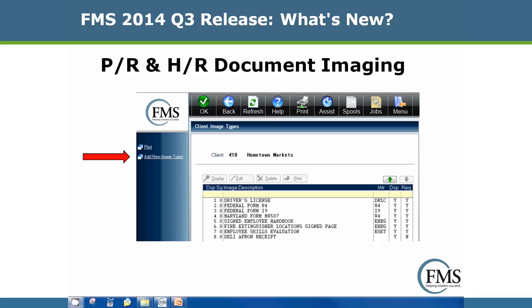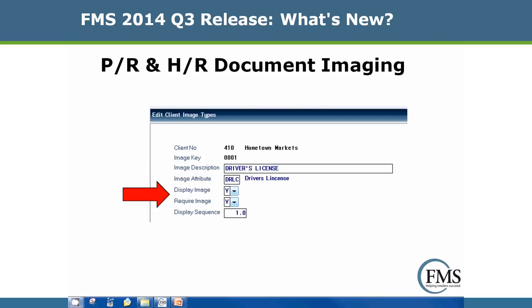Now click Add New Image Type on the left-hand side. The following screen will appear. You will need to enter a description for each image type. You will also need to enter an attribute. This is the image attribute. The attribute is essentially a hard-coded list of classifications for image types. You can choose a group if one fits. Otherwise, choose none to proceed without an attribute.